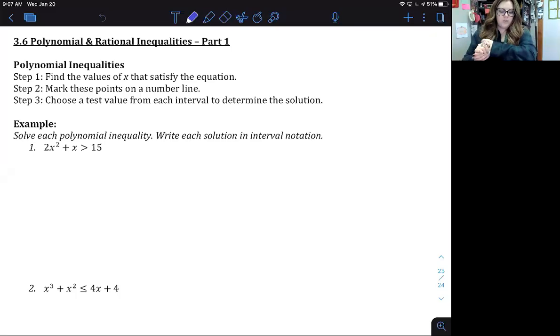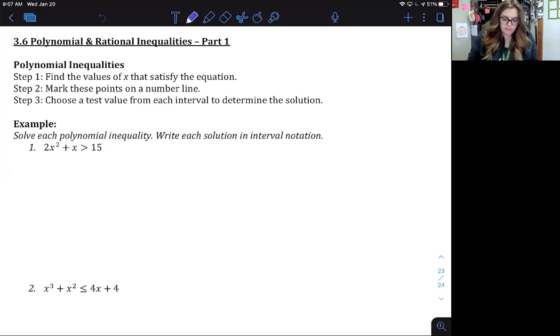All right, so today we're going to start 3.6. I'm going to break this up into two parts. We're going to look at just the polynomial inequalities today, and then we'll look at rational inequalities later. So when we're looking at polynomial inequalities, we have some steps. The first thing we want to do is find the values of x that satisfy the equation. So we're going to kind of remove the inequality and then put it back.